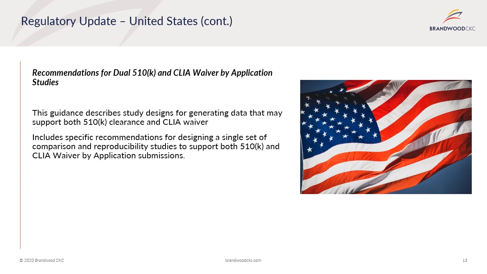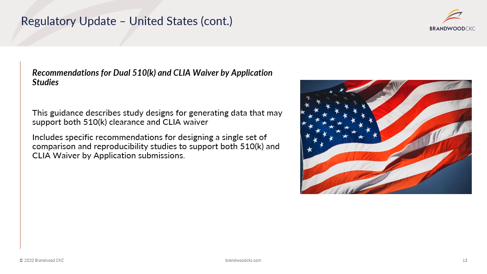The second one was a very helpful one in that there were some recommendations made for dual 510(k) and CLIA waiver application studies. This is really an efficiency from the FDA, suggesting that if you're generating data, you can potentially generate specific types of data to support a 510(k) and a CLIA waiver. So it gives specific recommendations for a single sample set comparison and reproducibility study design. That is extremely valuable because there are opportunities where you want to go forward with a CLIA waiver to gather more evidence, and that will eventuate in a 510(k).